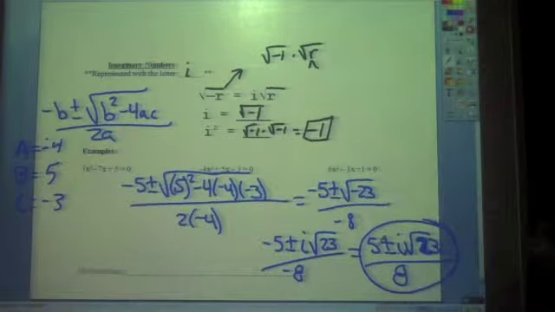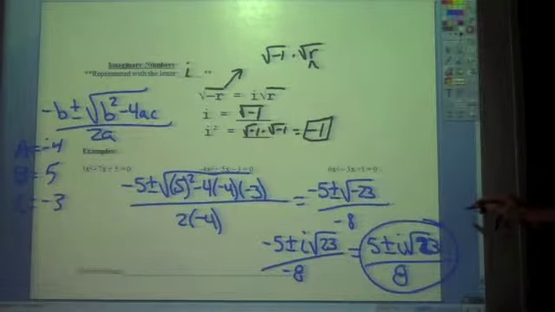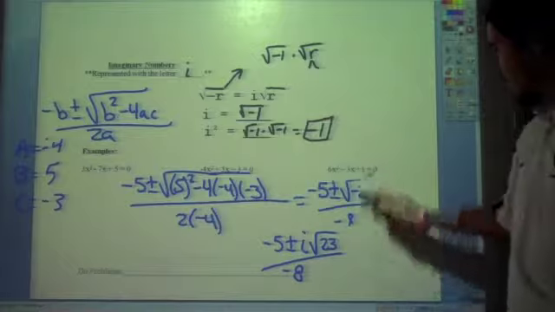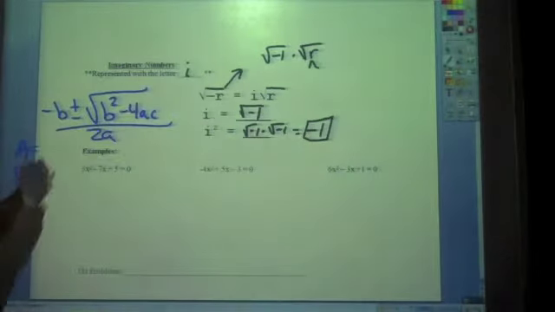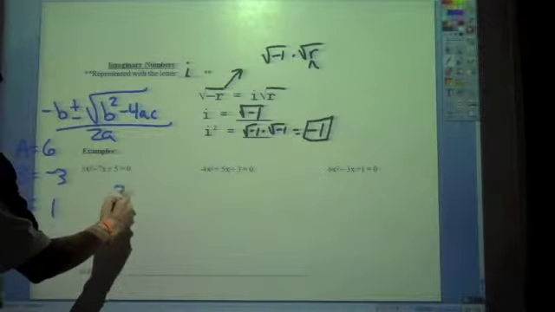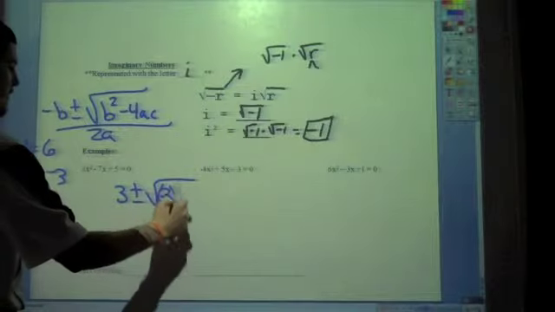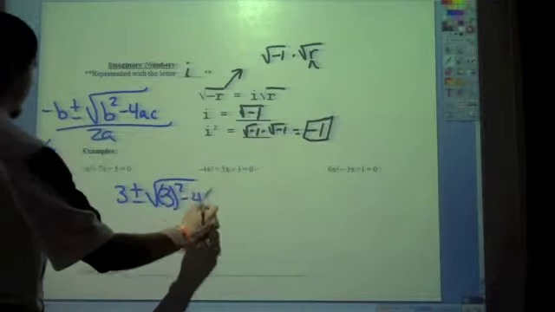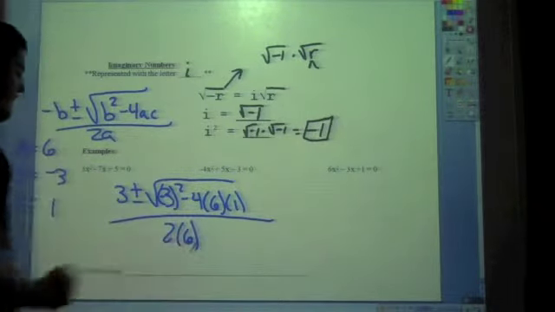Okay? Last example we're going to do here, 6x squared minus 3x plus 1. So the first thing we need to do is identify a, b, and c. So it looks like a is going to be 6, b is going to be negative 3, and c is going to be 1. So we got 6, negative 3, and 1. Quadratic formula. Plug it in. Negative 3 makes positive 3 plus or minus the square root of negative 3 squared, remember your parentheses, minus 4 times 6 times 1, all divided by 2 times 6.